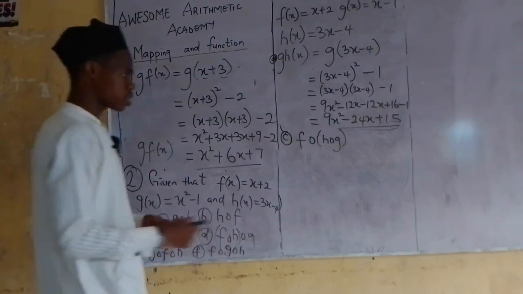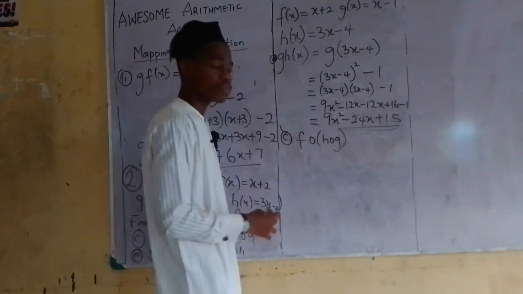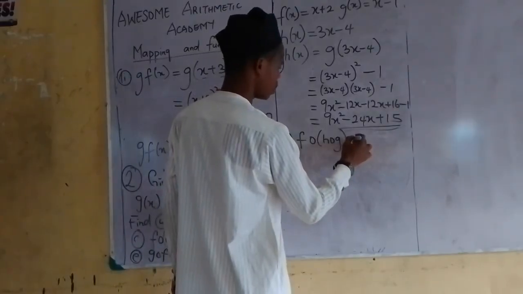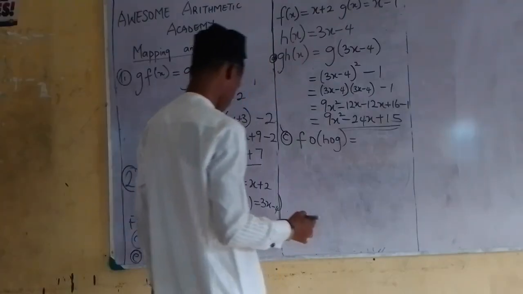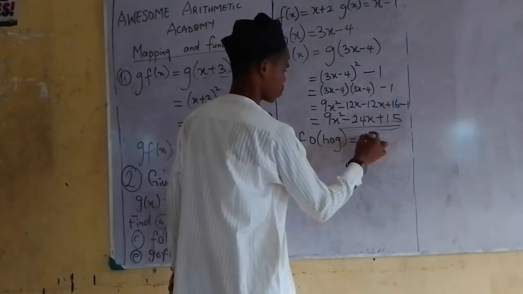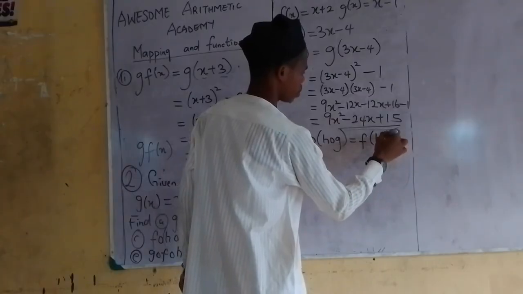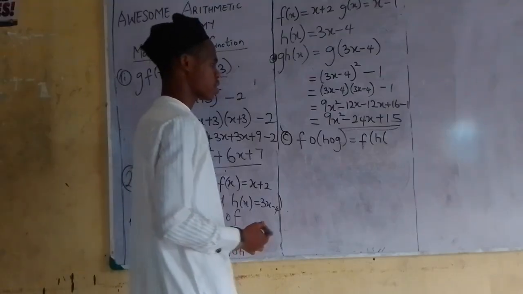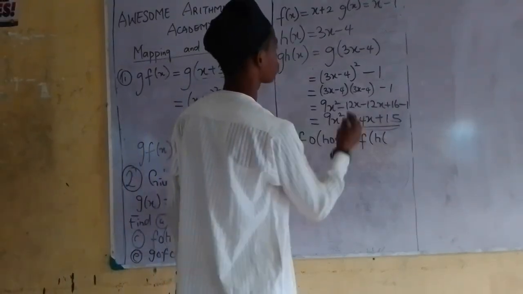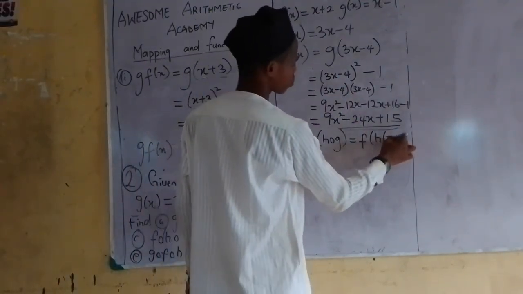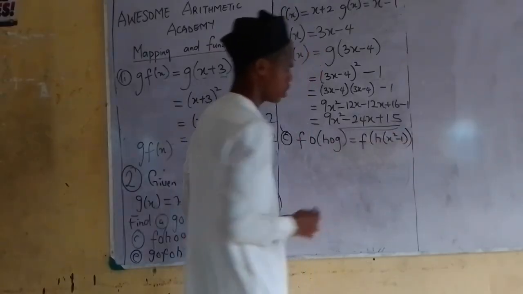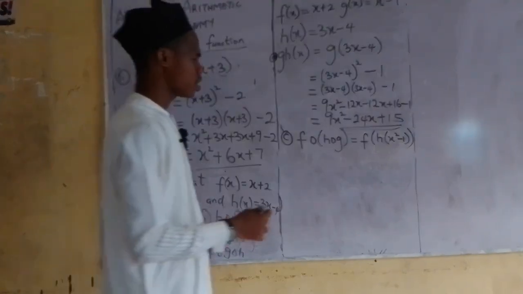It means that what? I will consider this first. So I'll be having f of h. What is g of x? g of x was given to be what? x squared minus 1. So I've done that one.